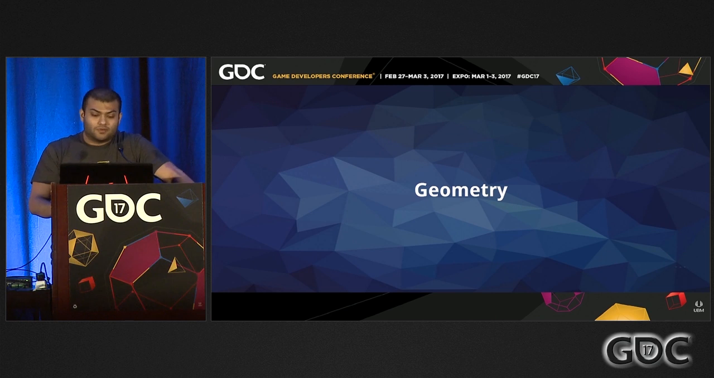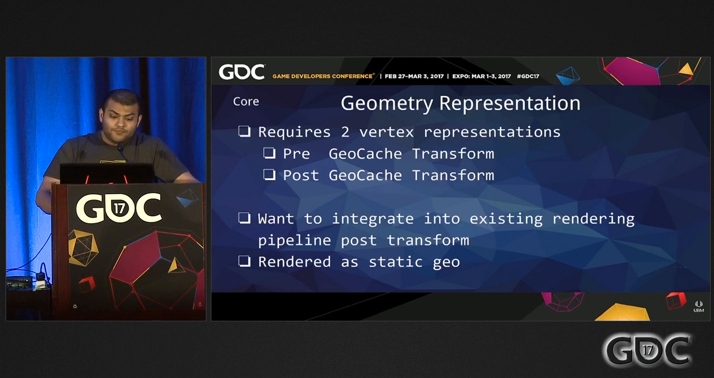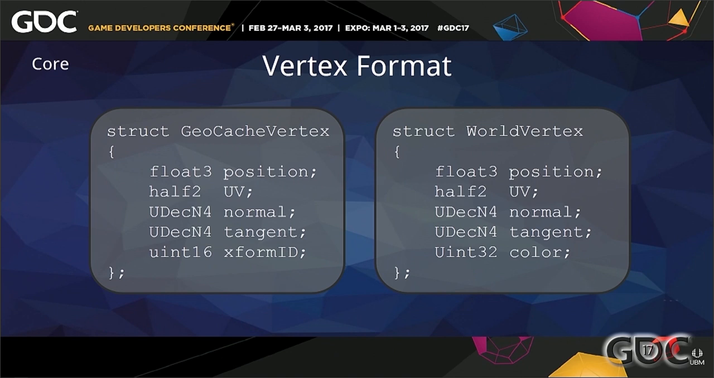So let's talk about the geometry representation and what that meant. We have to remember that this is going to involve 2 different geometry representations, one pre-vertex transform, or pre-geometry cache transform, and one post-transform. You want to integrate this into your existing rendering pipeline. You probably don't want to build a whole new rendering system just to render this. You want to do the transforms and integrate it into exactly how you're doing it, and look for the fastest way in which you render static geometry in your engine. For us, this is roughly the vertex format that we had and the vertex target that we wanted to go to.